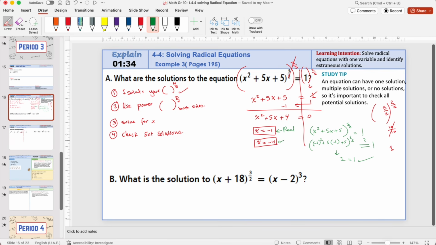And yes, also this one is a real solution. Both of them are not extraneous. Both of them are real solutions. Now let's do this question. How do you solve this?